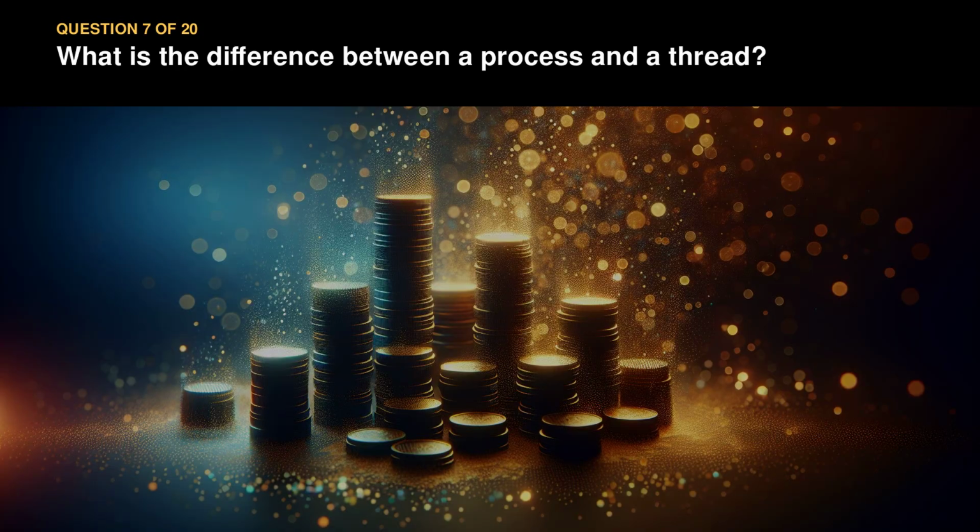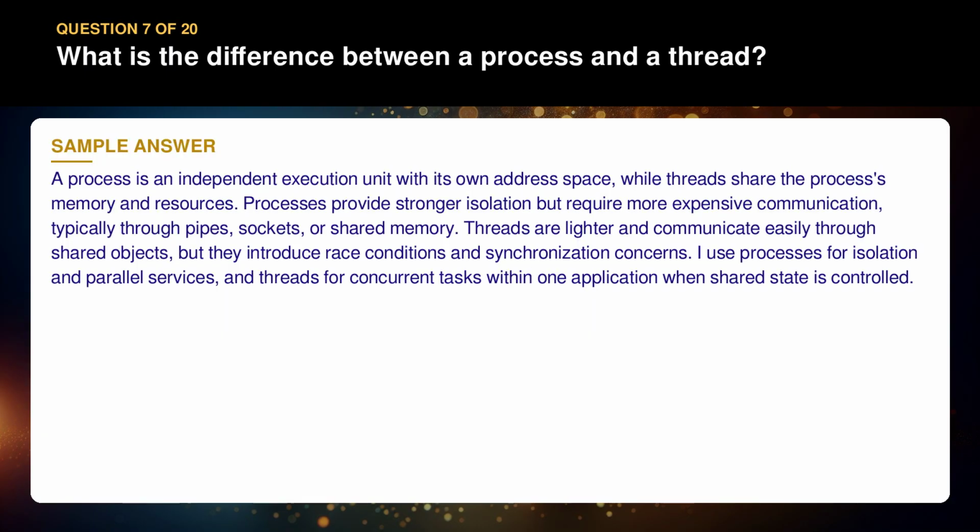Question 7. What is the difference between a process and a thread? A process is an independent execution unit with its own address space, while threads share the process's memory and resources.